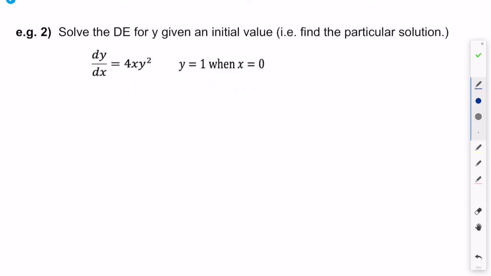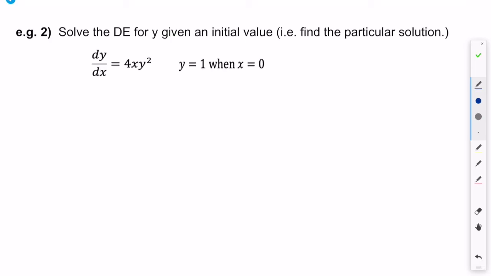Here is example 2. Solve the DE for y given an initial value. So here you're given dy by dx equals 4xy squared. And the initial value is y equals 1 when x is equal to 0. So in this case, we're going to find a particular solution.